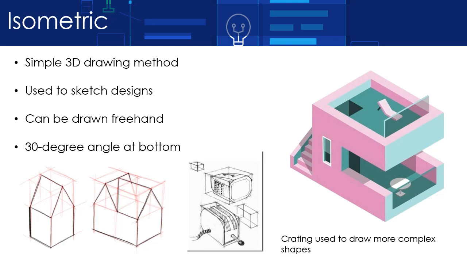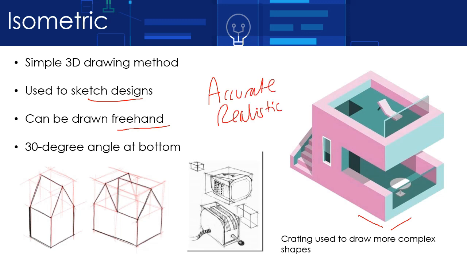Make sure you have an awareness of what isometric drawing is. You've got the 30-degree angle at the bottom. It's used to sketch designs. It can be freehand. It's quite accurate, and it gives quite a realistic view of a product.